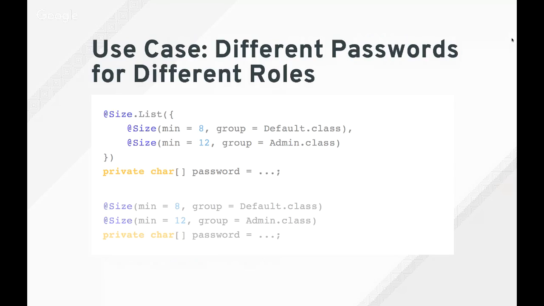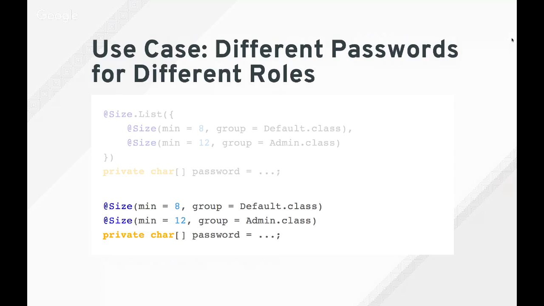And now, thanks to Java 8, I can just omit this List annotation. I can just specify the constraint multiple times. And the interesting thing is that the compiler will actually generate bytecode which looks exactly the same as in the previous version.